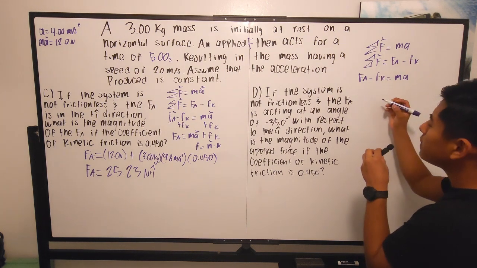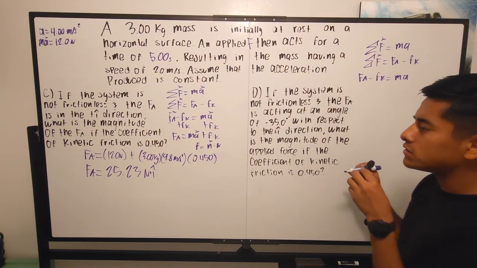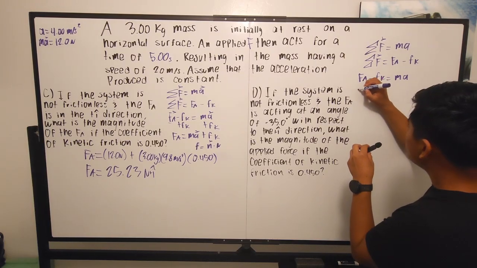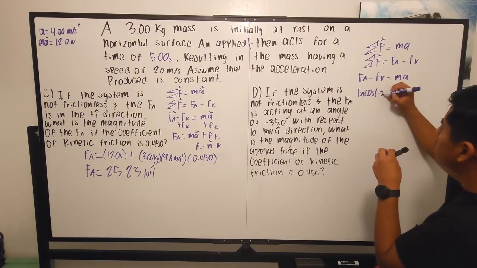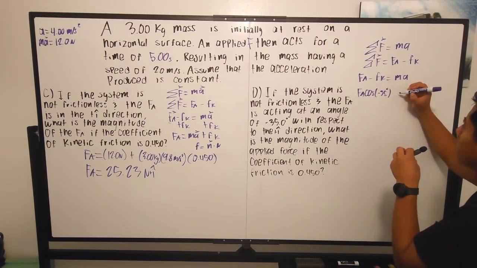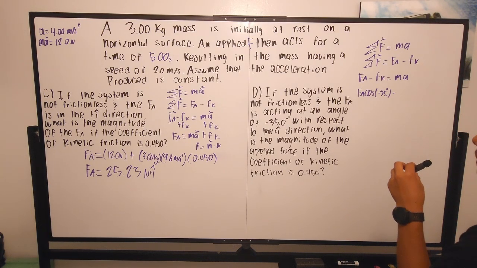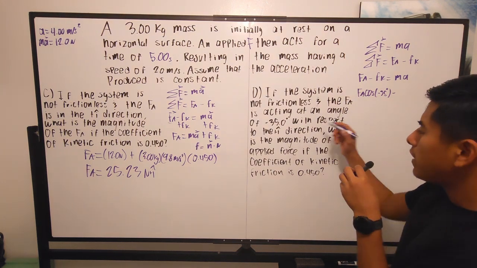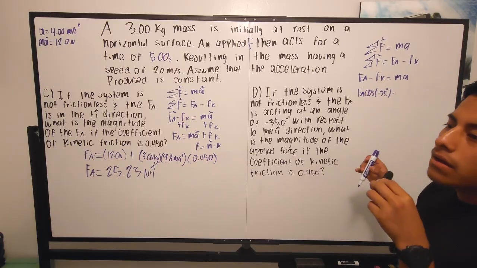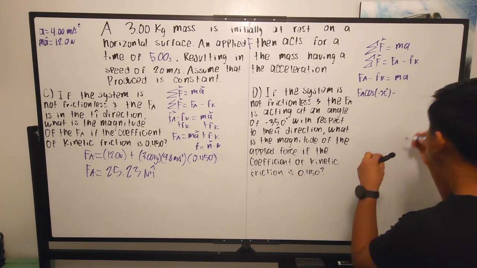So the force applied is going to be equal to the force applied times the cosine, because we only care about the horizontal component. So that's the force applied times cosine of our angle, which is negative 35 degrees. And then minus the force of kinetic friction, which is the normal force times the coefficient of kinetic friction. However, we have this applied force that's also going to be acting down in the vertical now, so we have to keep that in mind.